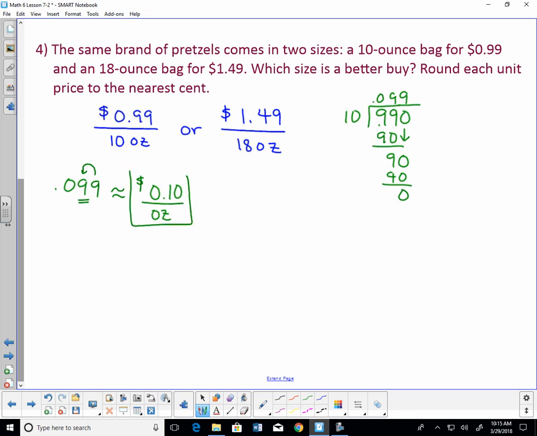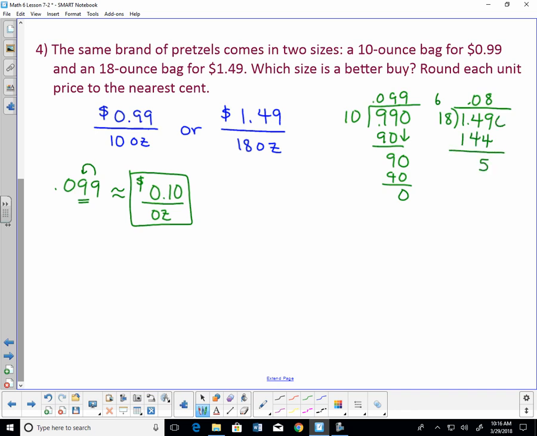Now $1.49 divided by 18. Move my decimals straight up. It won't go into 14. 18 will go into 149. Well, let's think about this for a second. I'm thinking about 20 going into maybe 160. So I'm thinking about 8 times. 8 times 8 is 64. 8 times 1 is 8 plus 6 is 14. 9 minus 4 is 5. Annex a 0, bring it down.